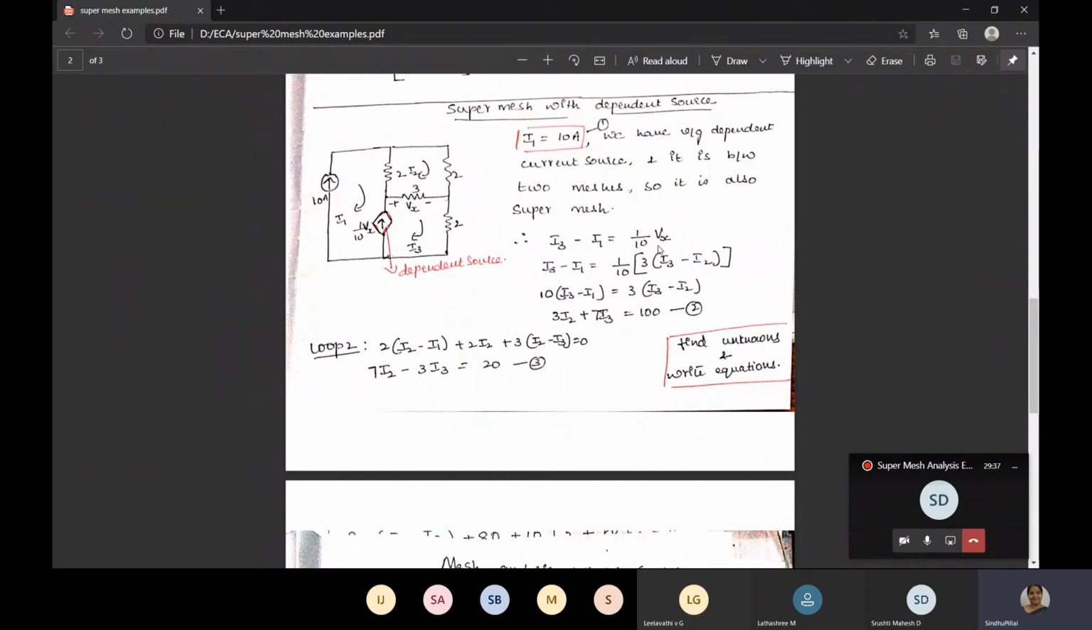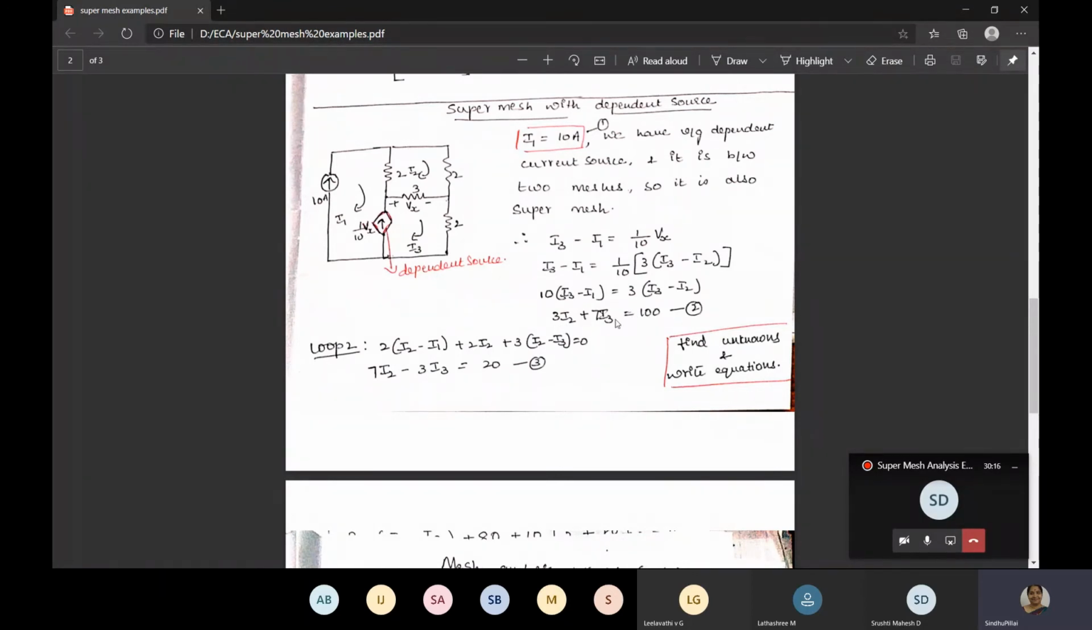Next what do we have to do? Instead of Vx, Vx is a dependent source. It depends upon the voltage across the 3 ohm resistor that is shown in the network. How much is the voltage here? The voltage depends upon the current and resistance. How much is the current here? Current is I3 minus I2 and the resistance is 3. So it is 3 into I3 minus I2. Next, as usual, just cross multiply, send that 10 to the LHS side, cross multiply and simplify the equation. So you'll get the equation 2.